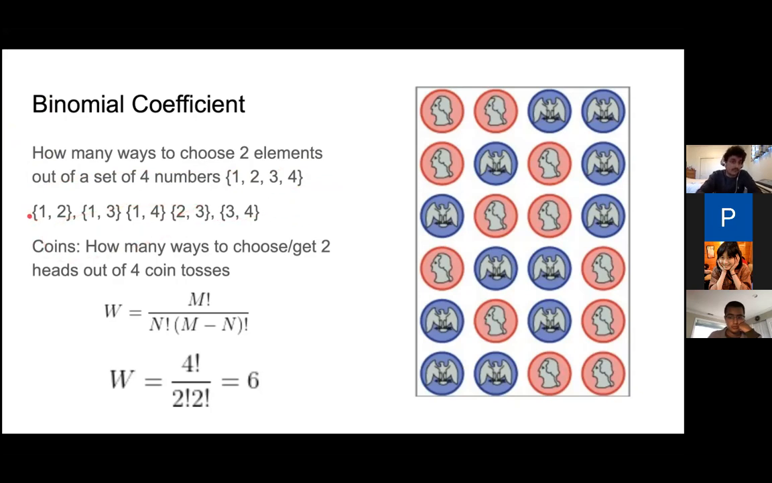Well, we can pair these up: 1 and 2, 1 and 3, 1 and 4, 2 and 3, or 3 and 4. So there's 6 possible outcomes there. Let's apply the same thing to our coin toss example. How many ways can we get 2 heads out of 4 coin tosses?